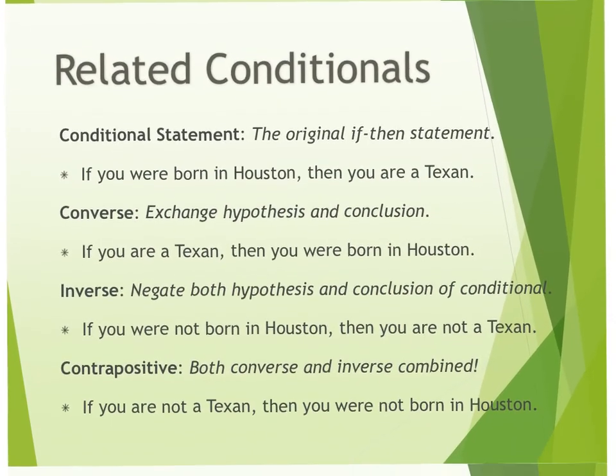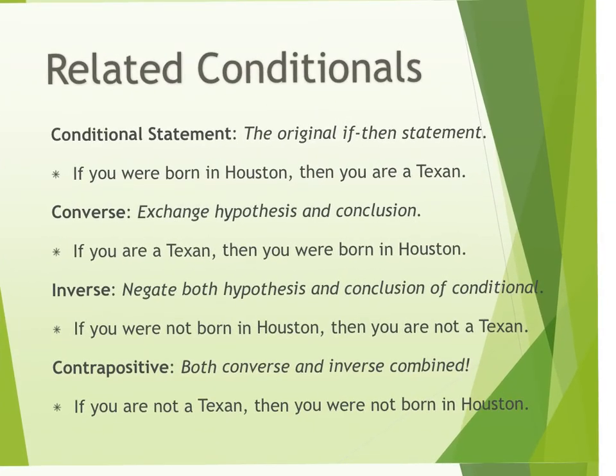Now, with these related conditionals, you're going to start with the conditional statement. If P, then Q. So first we have the hypothesis, so if you're born in Texas, and then you have your conclusion. Now for the converse, you're just going to flip them. So your conclusion is actually now your hypothesis, and your hypothesis is now your conclusion. Which means when you read this, if you are a Texan, then you are born in Houston. All you did was flip the two statements.